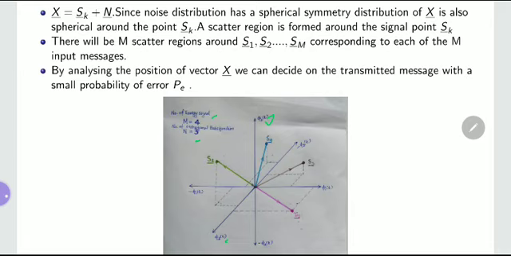So this is our signal space. This is a 3-dimensional signal space, and we are considering capital M equal to 4 energy signals. So these are our messages.